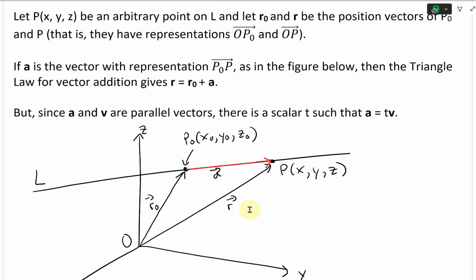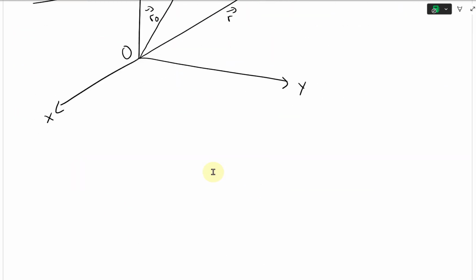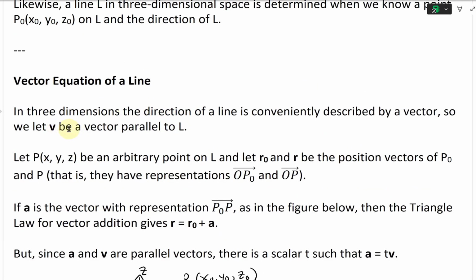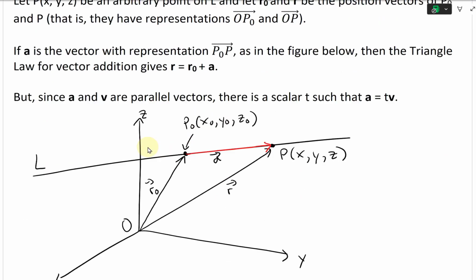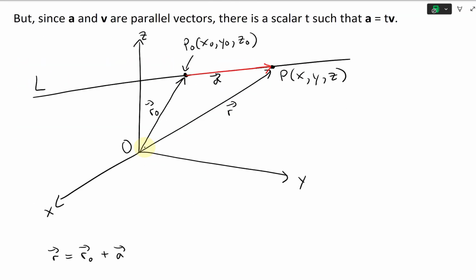So r naught plus a equals this r vector. I'll just write this down here: the vector r equals r naught plus a. And then we're also told, let v be a vector parallel to L. So in other words, v is a vector parallel to it. Let's draw this, just starting anywhere here. It's parallel to this, parallel like that, and let's call it v.